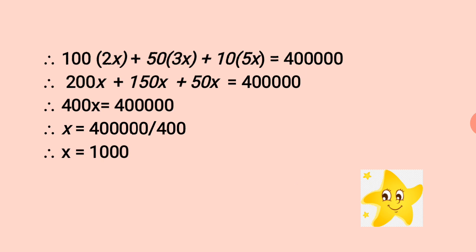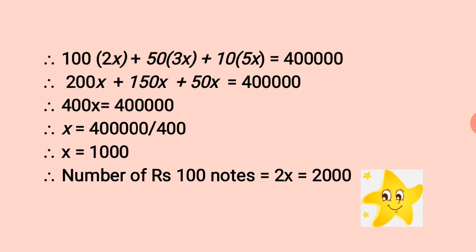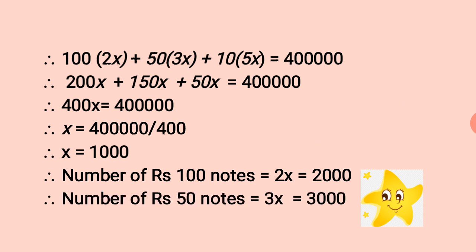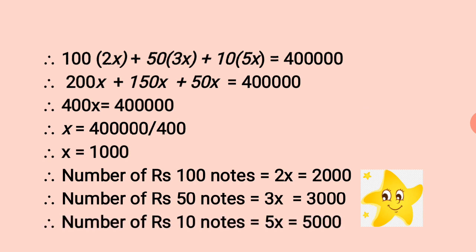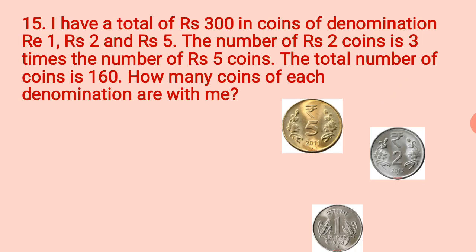Now that x is 1000, we are going to multiply this 1000 with each of those 2, 3 and 5 so that we get the actual number of notes of each denomination. So number of 100 rupee notes will be 2 into x, that is 2000. Number of 50 rupee notes, that was 3x, that is 3000. And number of 10 rupee notes, that is 5x, which is 5000. Let's proceed to another example.